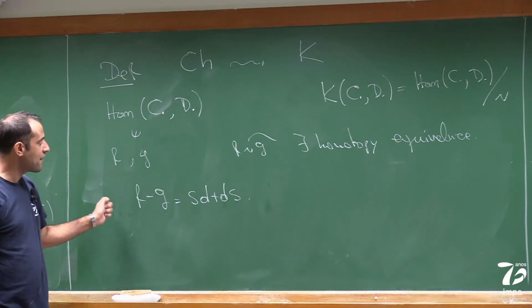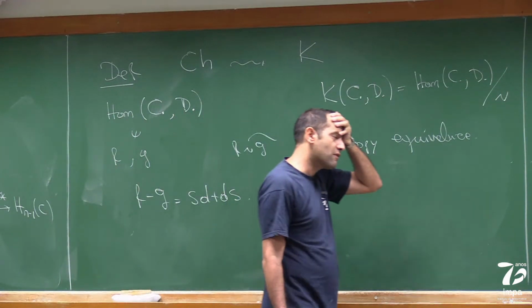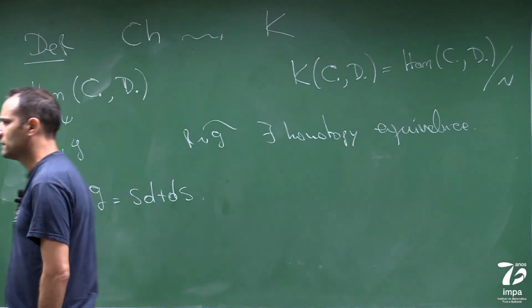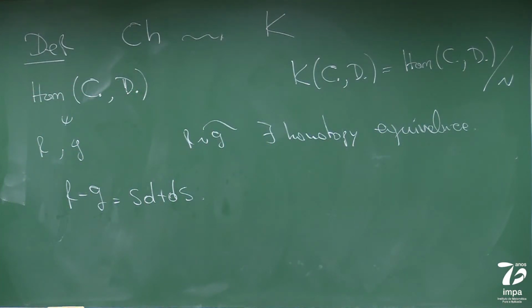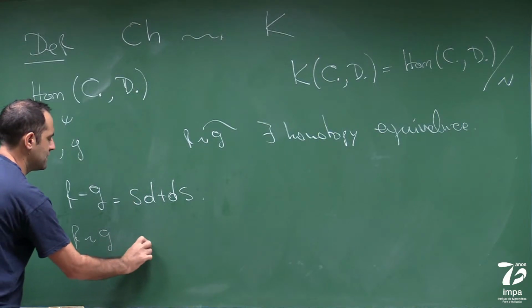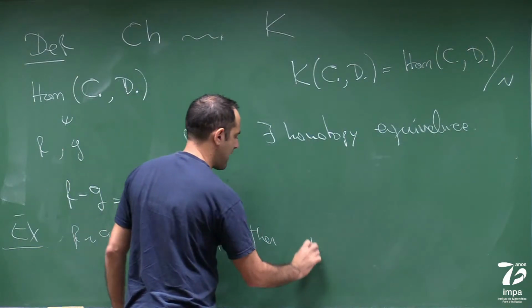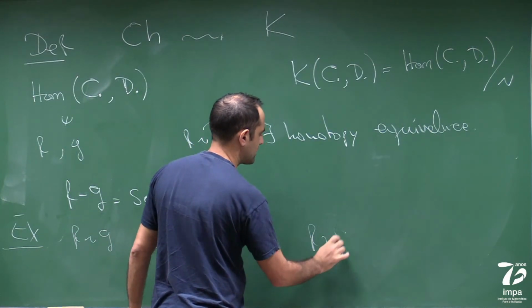So the question is, if f is equivalent to g, and g is equivalent to h, how do I make s such that f is equivalent to h? So, exercise. Do that. If f is equivalent to g and g is equivalent to h, then prove that f is equivalent to h. It's not so bad.